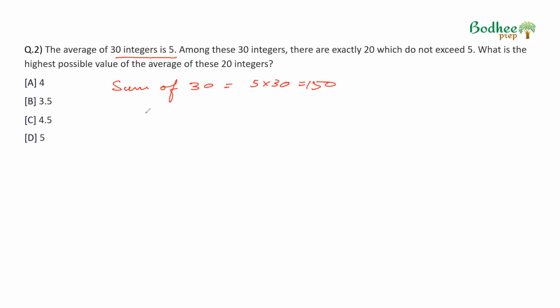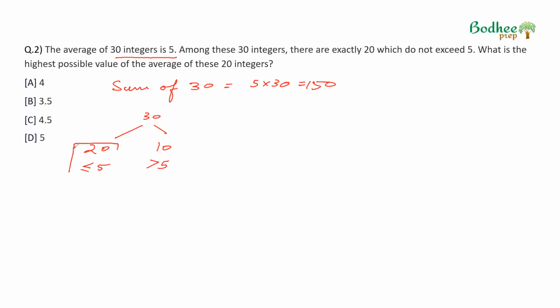Out of these 30 integers, there are exactly 20 which do not exceed 5. So these integers are less than or equal to 5. And therefore, there are 10 integers which are greater than 5. Since they are integers, they will not take decimal values. They will be specific numbers: 6, 7, 8, 9, 10, and so on. What is the highest possible value of these two integers?